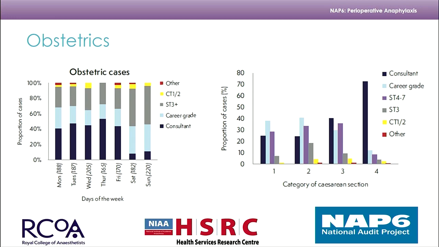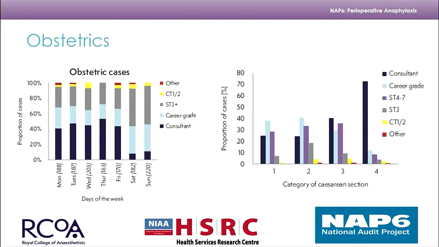Obstetrics did stand out as a specialty with the lowest number of cases under the direct care of a consultant anaesthetist or specialist grade doctor. And this was particularly prominent at weekends when just around 40% of cases were under the direct care of a senior anaesthetist. When we look at the more urgent cases, category 1 and category 2 caesarean sections, a very high proportion of these are being led by registrars, and especially in comparison to category 4 caesarean sections, when a very high proportion are led by consultants.